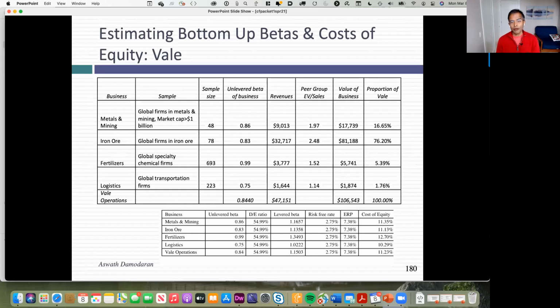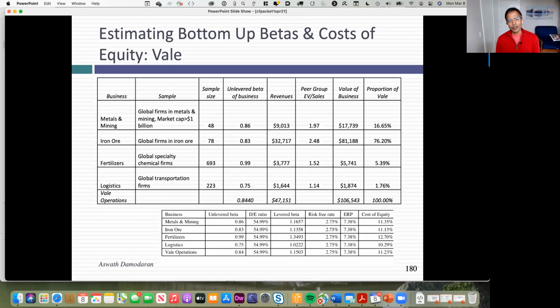And the advantage of going global is my sample size is really big. Take a look at how many companies I was able to find: 48 metals and mining companies, 78 iron ore companies, and 693 fertilizer companies. Why? Because there are 46,000 publicly traded companies in the world. And I did exactly what I did with Disney. I computed the average beta, corrected for debt, unlevered the beta, cleaned up for cash, and came up with an unlevered beta by business. And then just like with Disney, I took the revenues that Vale got from each business and estimated what value each business has for Vale. So based on my estimates, Vale looks like it's 76% iron ore mining. That's its biggest business, followed by metals and mining, followed by fertilizers, and then logistics.